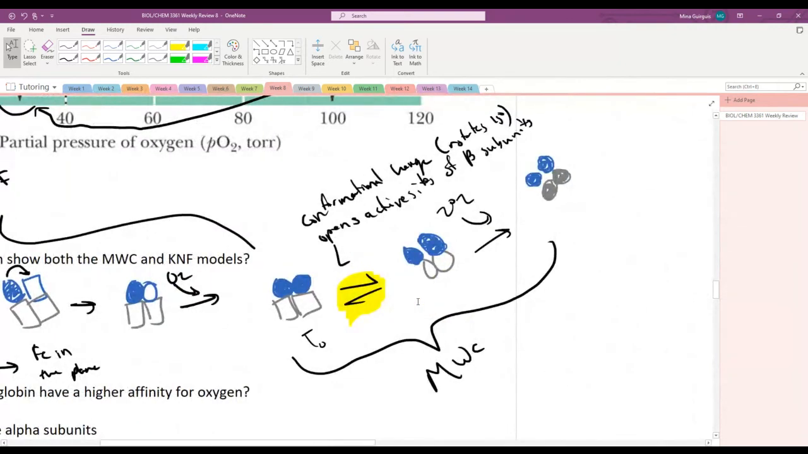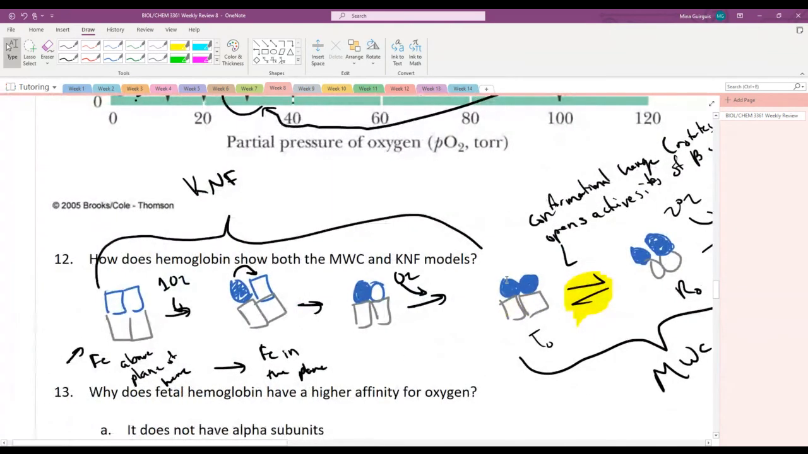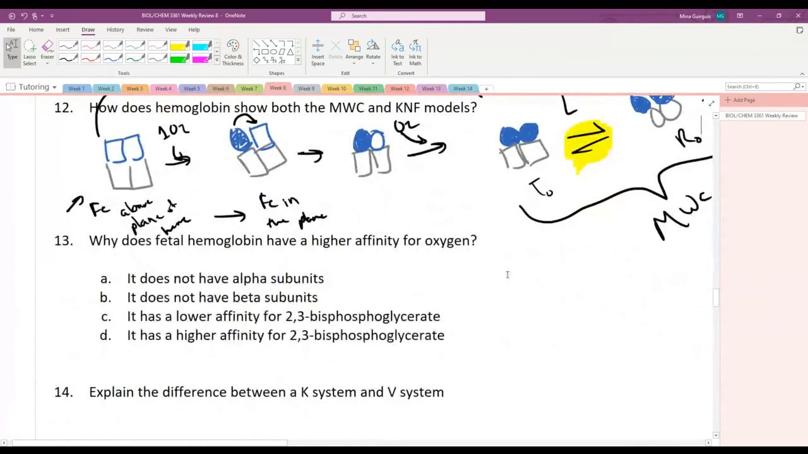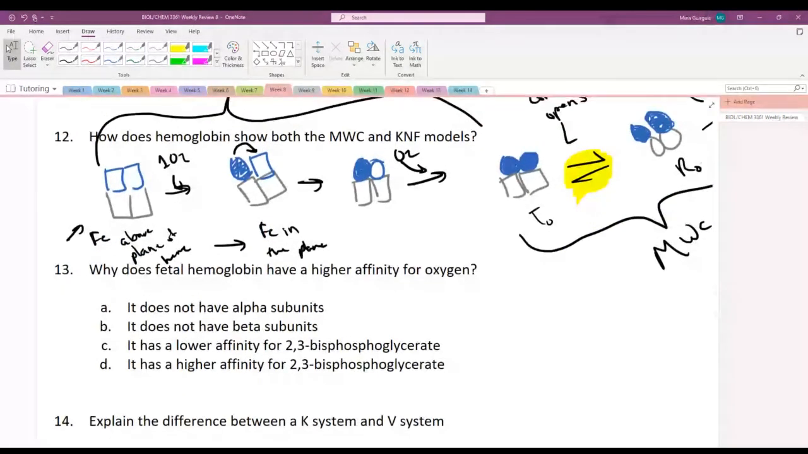After that's happened, when you have two oxygens bound to both alpha subunits, that induces a conformational change in terms of a rotation of about 15 degrees. This rotation of about 15 degrees opens the active sites of both beta subunits. So we go from our tense state to our relaxed state per the MWC model. And from there, the third and fourth oxygens can bind to the beta subunits. And that's kind of the spiel for hemoglobin in the MWC and KNF models. It's not easy, it's fairly confusing, but it works.